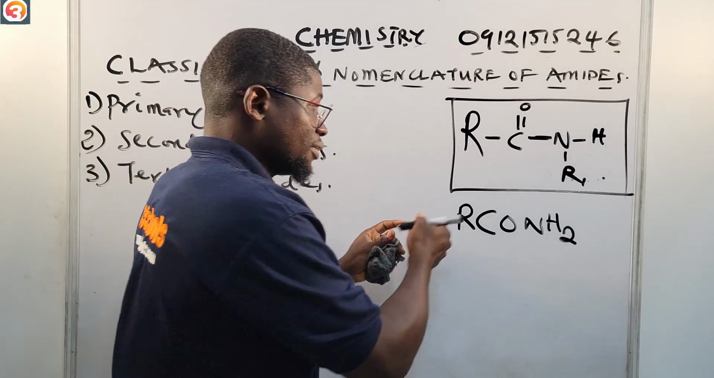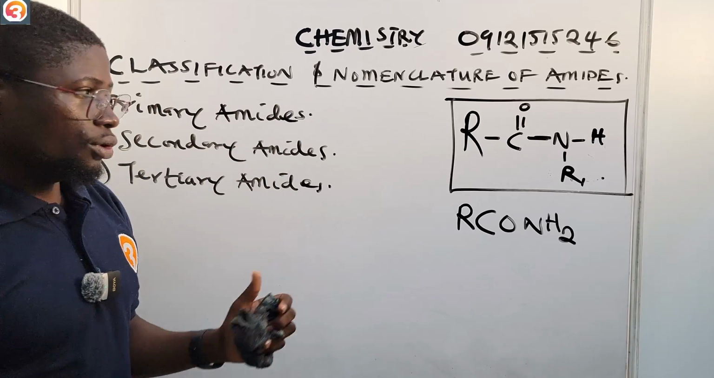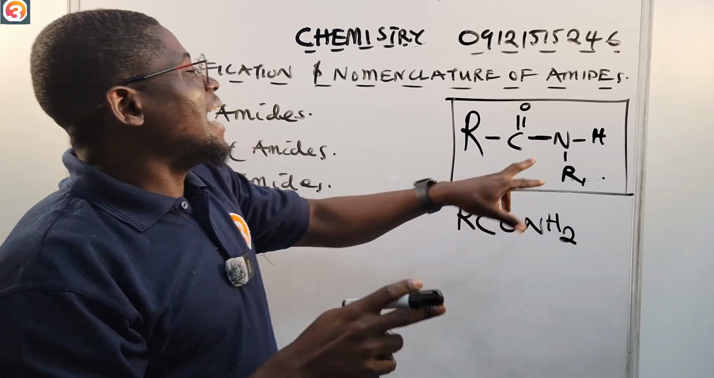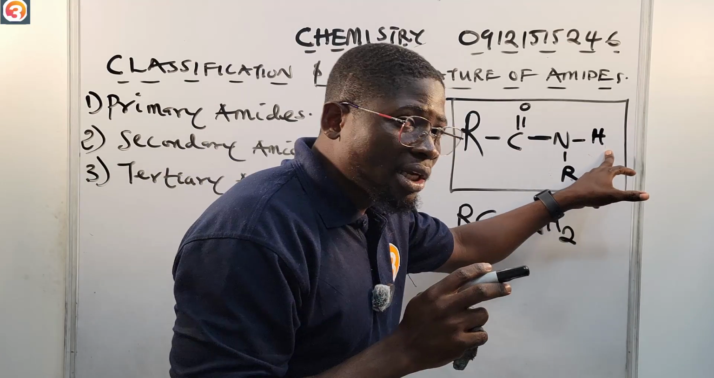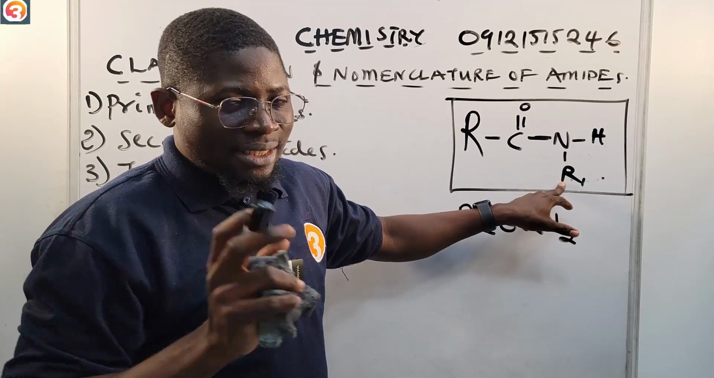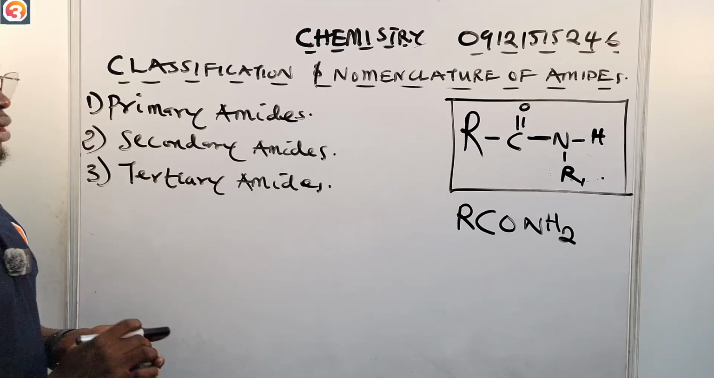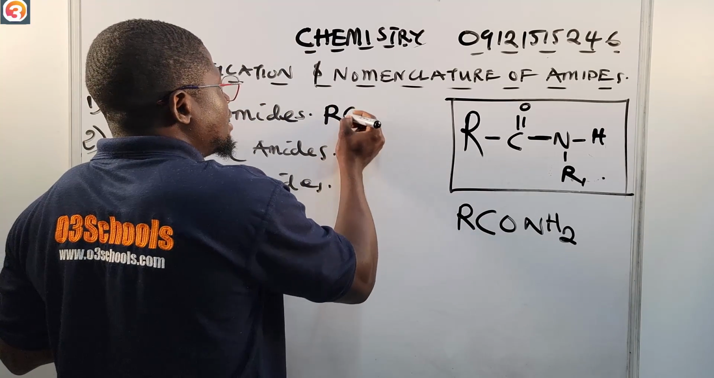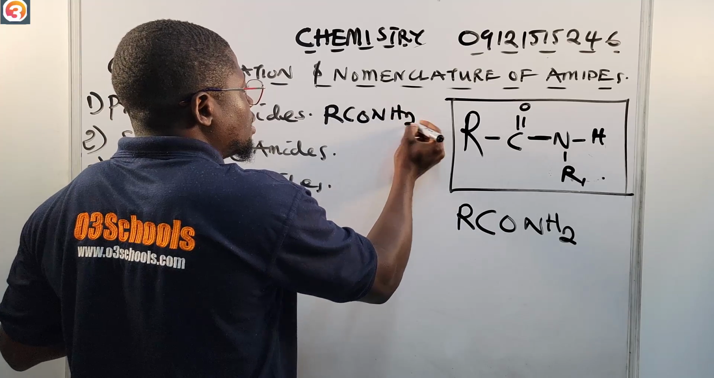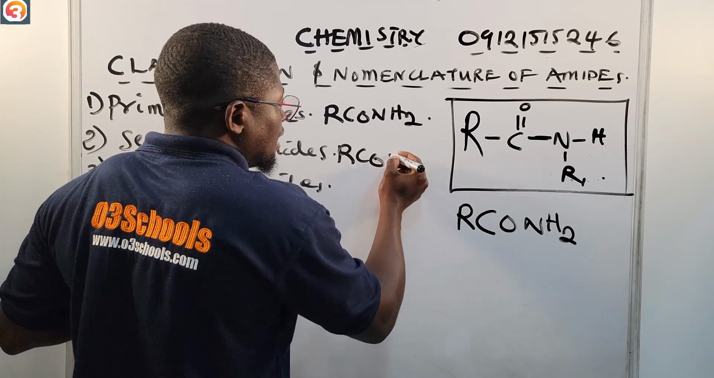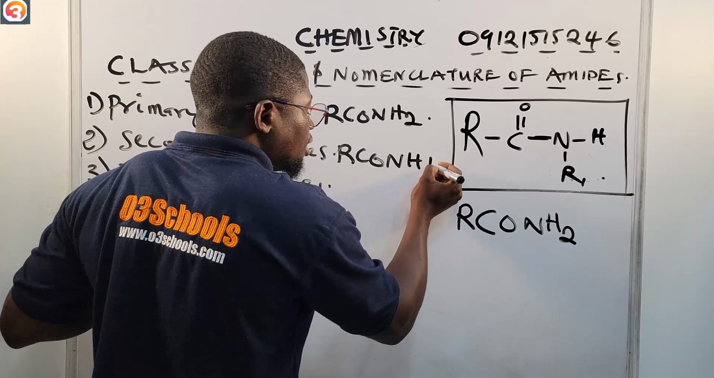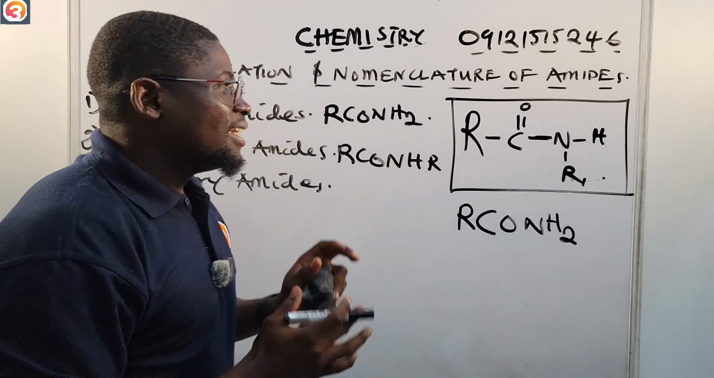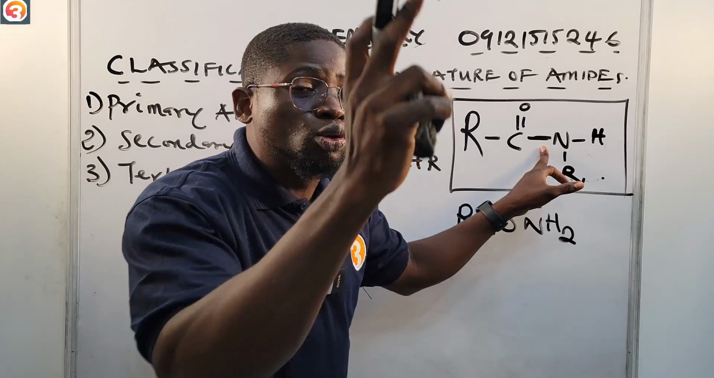Of course, the R groups may be the same, so it's possible. So now, this is our secondary amide. A secondary amide is one where the nitrogen is bonded to one hydrogen and one R group. Take note of that. So it's very simple. Our secondary amide will be represented as this. Primary is RCONH2. Secondary is RCONHR. Understand, right? Okay.